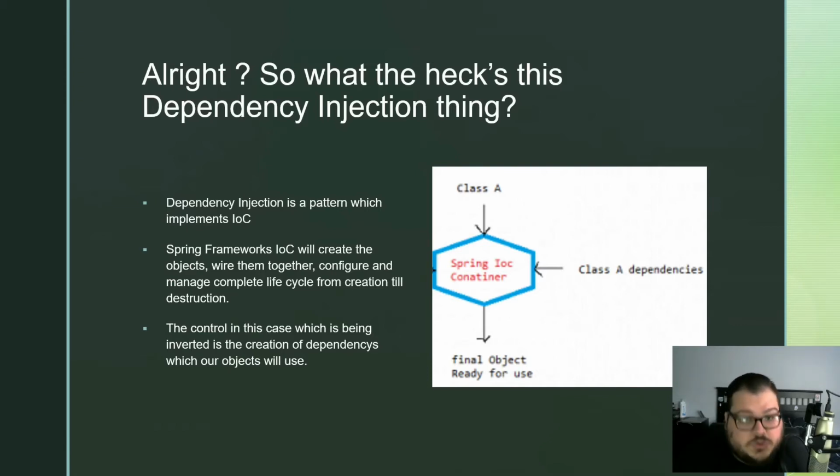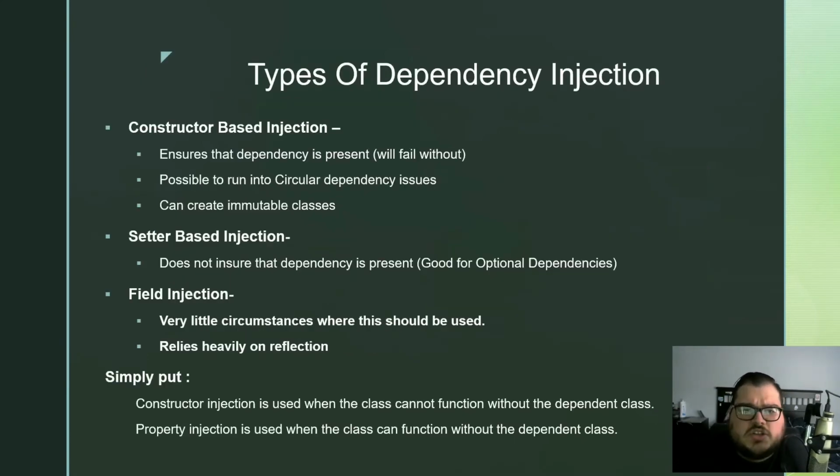The control in this case, obviously, is being inverted in the creation of dependencies, which our objects will use. So if you can see here, we have this Class A. Class A is in the Spring IoC container, and Class A's dependencies are put into that container as well. The Class A dependencies will be put into Class A, and then a final object, which is ready to use, will be given to us. So, okay, it's a lot of words. What does it really mean, and how are we going to do it?